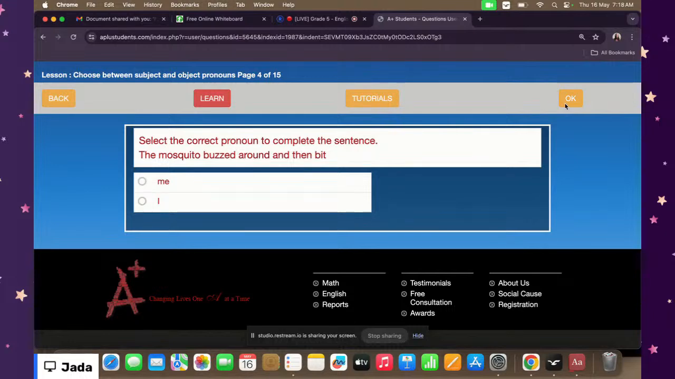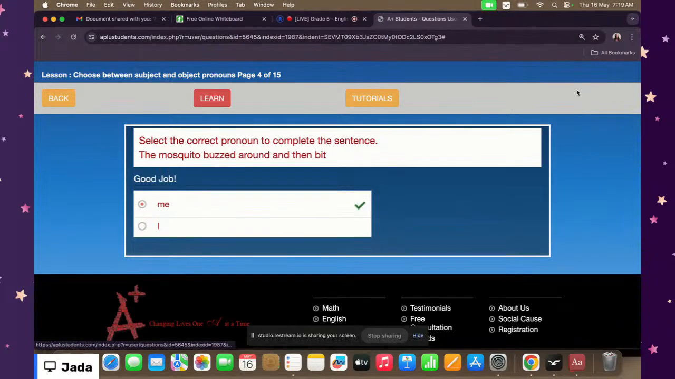The mosquito buzzed around and then bit me or I. Which of the above? Bit me or I? Me or I? So me or I? Me is the correct one. So we have me here.